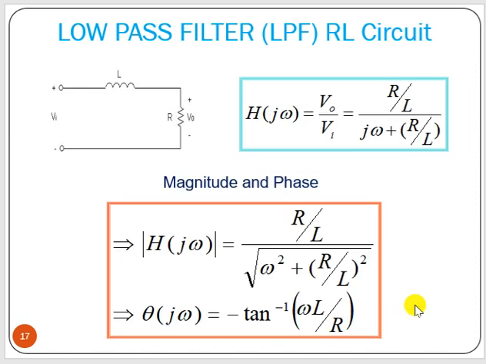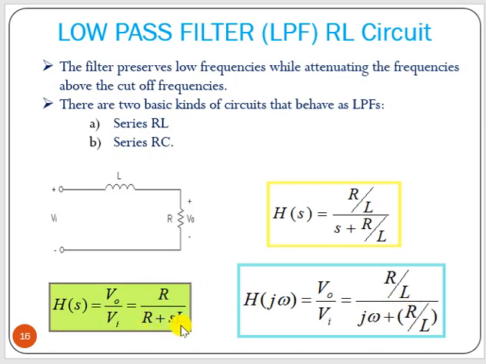Now, how do we show that this is a low pass filter? This is the expression of H(s). If you consider the zero and pole, where is the location of the zero? The zero is at infinity. Let us see the location of the pole. The pole is at S equal to minus R by L, and the zero is at infinity.